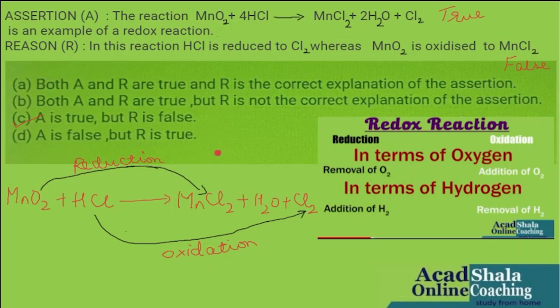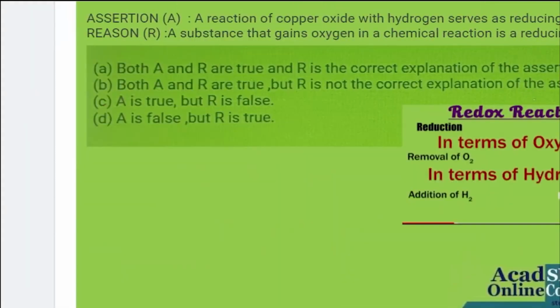Again, I'm saying children, always go for the individual statements first. Individually, see whether each is true or false. After that, see whether the reason is correct for the assertion or not. Then after that, go for the correct option among the four. So let us go for the next one.